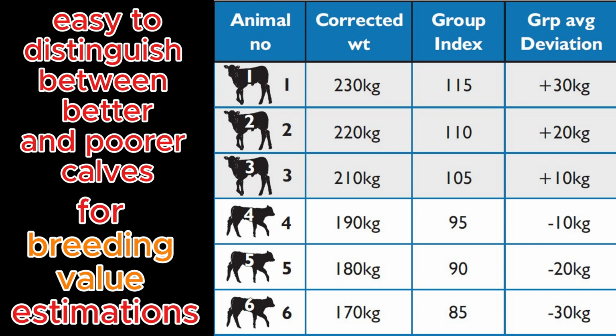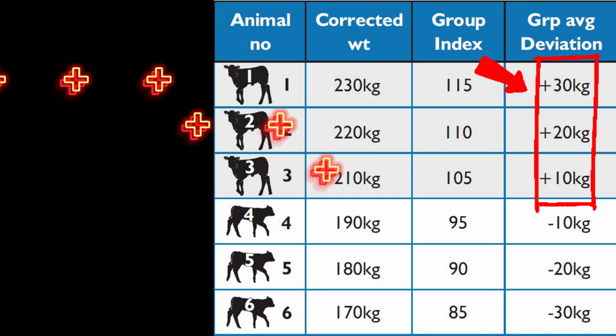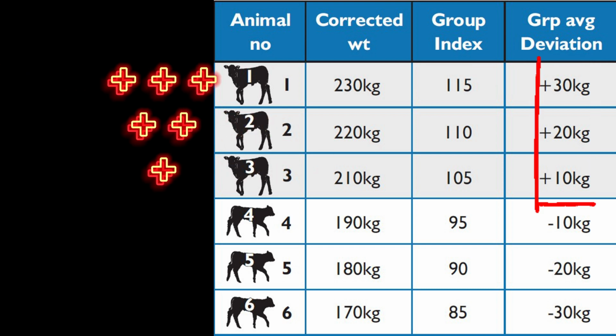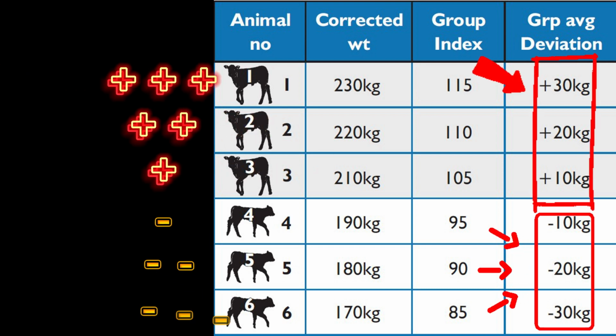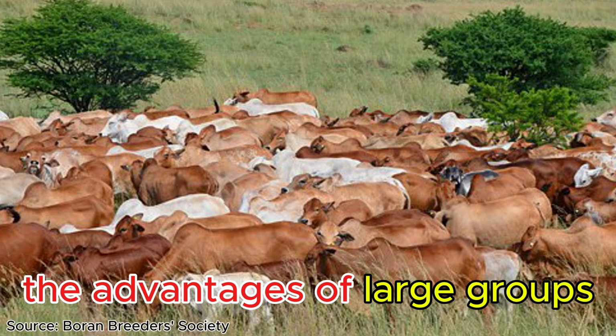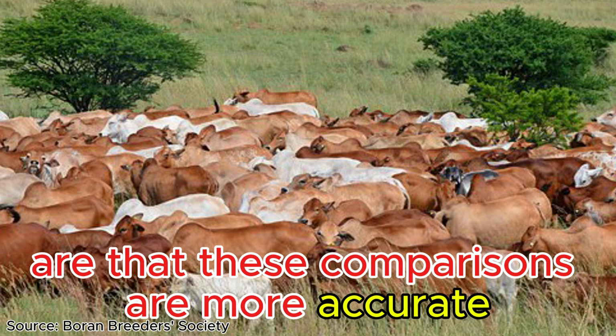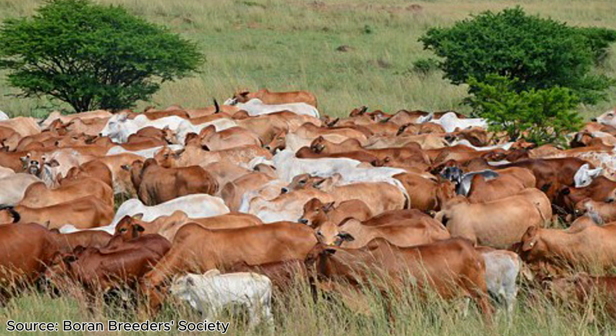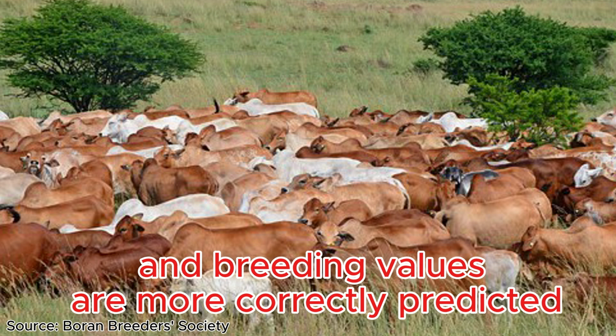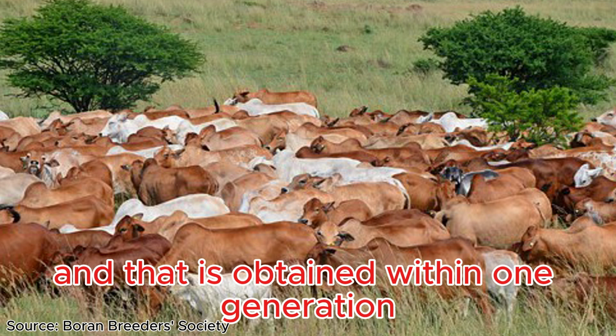In breeding value estimations, calves 1, 2 and 3 are above average, and calves 4, 5 and 6 are below average. The advantages of large groups are that these comparisons are more accurate and more stable, and breeding values are more correctly predicted, and that is obtained within one generation.